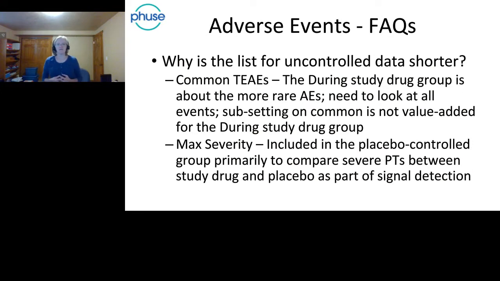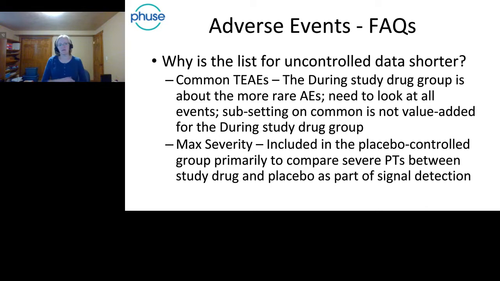So now let's get into some frequently asked questions. Why is the recommended list for uncontrolled data shorter than the controlled data? Again, let's think of purpose. This is why it's important to understand the purpose of your display when you're planning your integrated analyses. A table of common TAEs is not recommended for uncontrolled data. So why would that be?